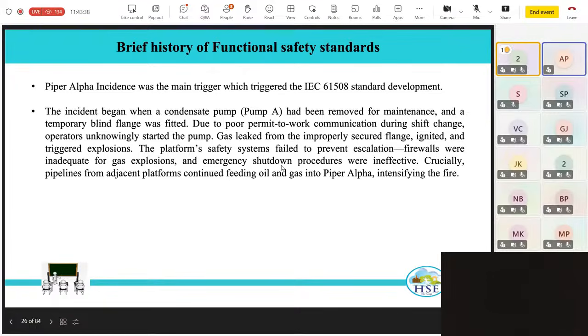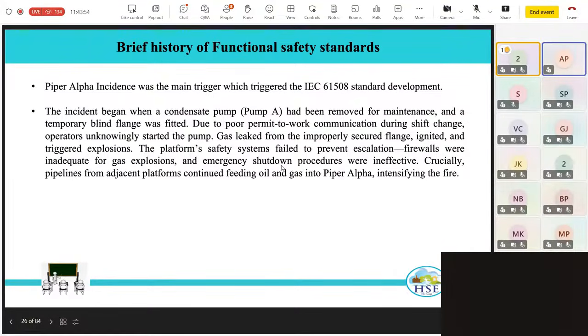So what happened? As I explain how the accident unfolded, you will come to know that the first thing that happened when the accident occurred was that the control room was completely gone. So let us first understand how the accident happened.